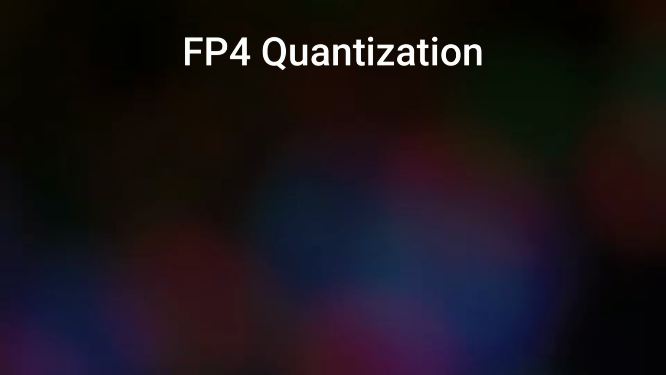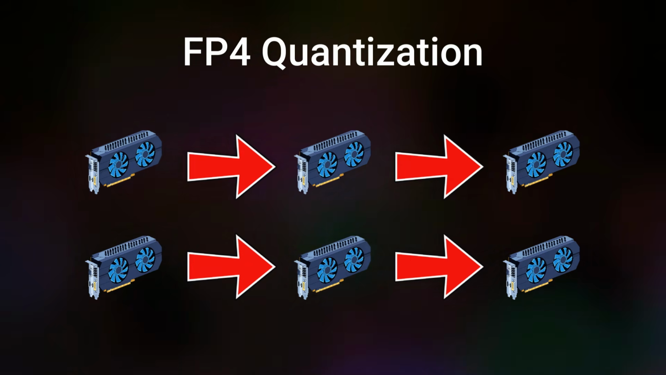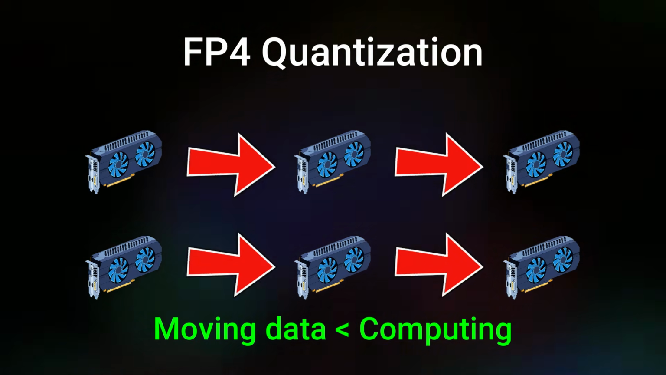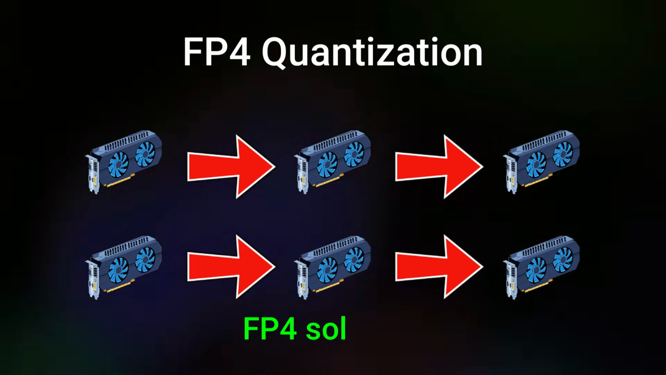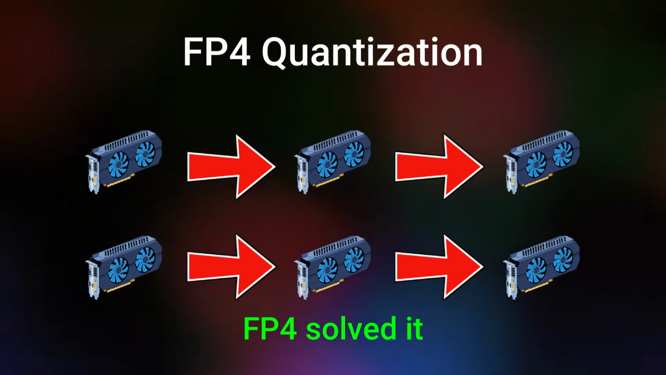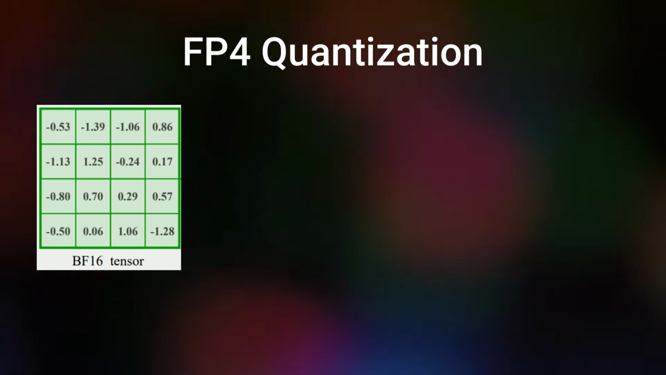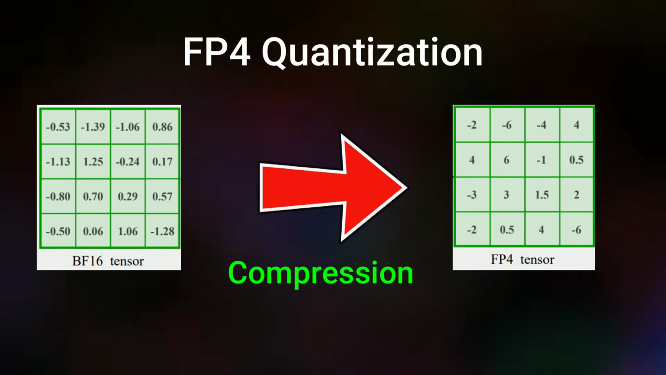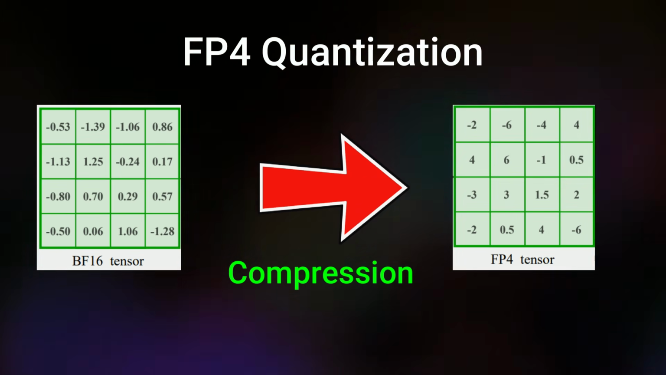Next, FP4 quantization. Now let's talk memory. Big models are expensive because moving data is often slower than computing. DeepSeek solved this using FP4 quantization, also called MXFP4. Instead of storing weights in large precision formats, they compress them down to just 4 bits, especially for MoE expert weights and the lightning indexer path.